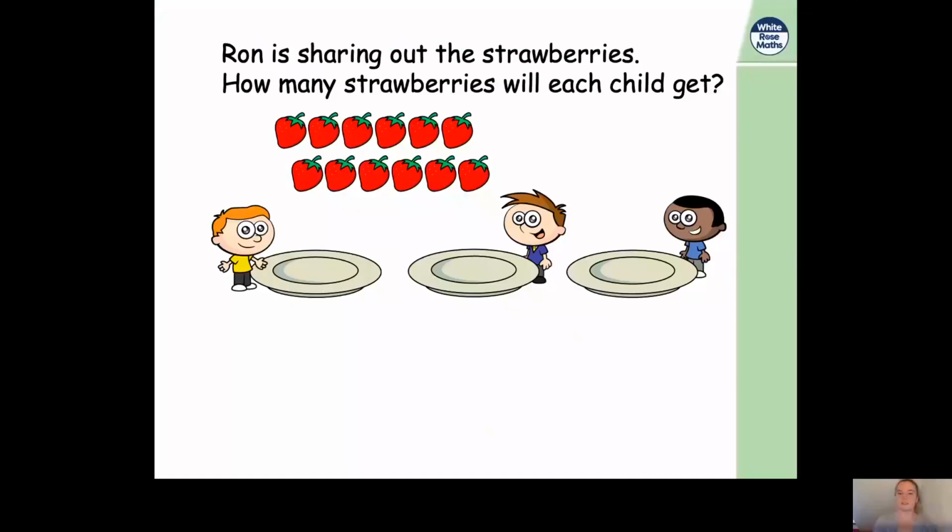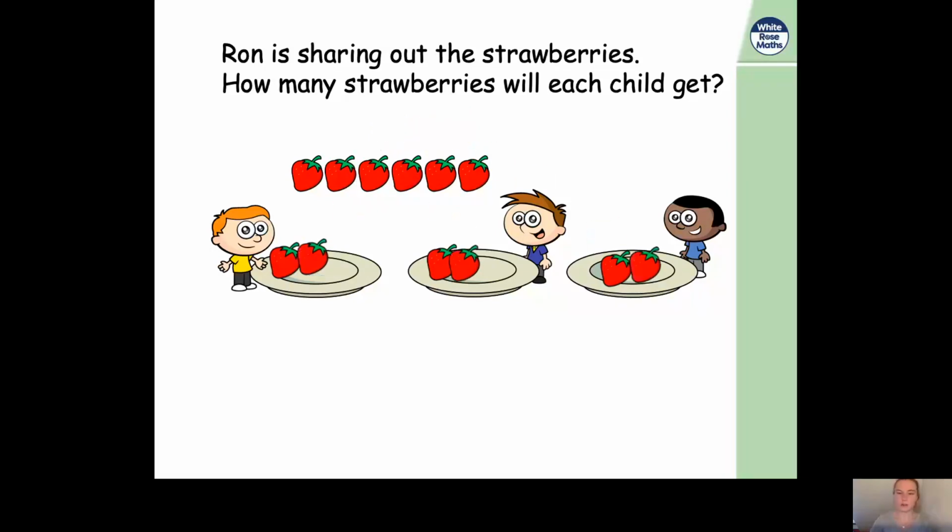So Ron has some strawberries. He has 12 strawberries in total, and he has to share them equally between 3 children. Okay, so let's start. Let's give each child 1 strawberry. So there we go. We have got an equal amount of strawberries. They've got 1 strawberry each, but we've still got some strawberries to share out. So let's give everybody 1 more strawberry. There we go. So now they've got 2 strawberries each, but we've still got more strawberries to share. So let's give everybody 1 more. There we go. So now each person's got 3 strawberries.